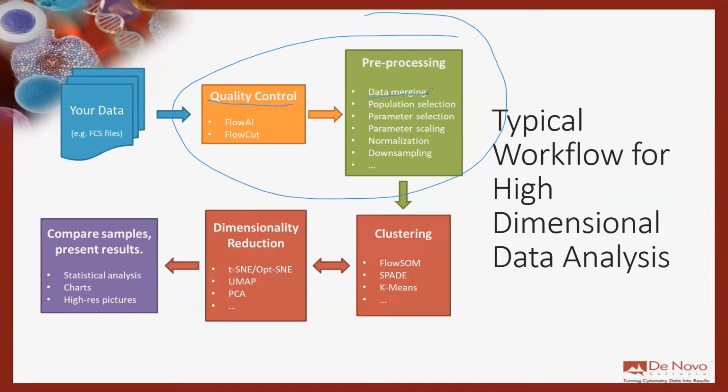Pre-processing might include data merging. If you want to run a tSNE or a UMAP or a FlowSOM on multiple files, you're not going to do that file by file. You're going to do that on multiple files combined together, merged, concatenated. Pre-processing steps also include selecting the population of interest, and selecting the parameters of interest. You might say, I don't want to make the calculation on all the parameters. For example, I know that I have some empty channels. I don't want to include empty channels in my tSNE calculation, because it will just bring noise. So selecting the parameters is really important.